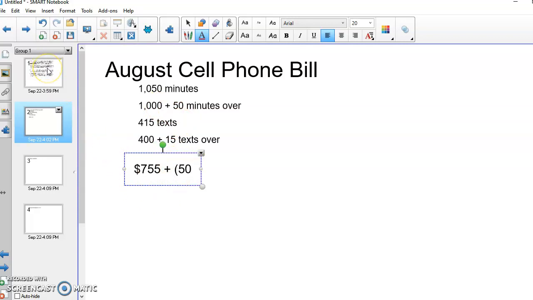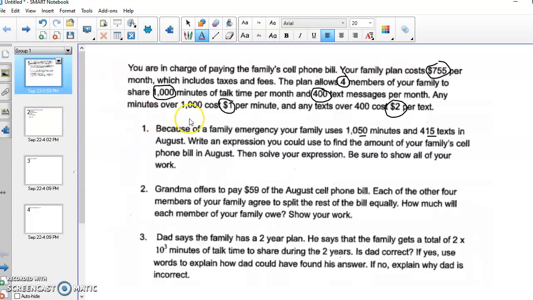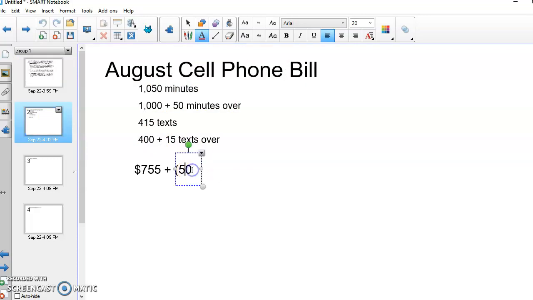And let's look back to see how much it cost for each minute we go over. It says that any minutes over 1,000 cost $1 per minute. All right, so that's not bad. We went 50 minutes over, so in order to figure out how much extra money that is, we need to multiply by one more dollar. All right, so this expression, 50 times $1 per minute, will help us to figure out, well, that's easy to do. We're $50 over for the talk time.